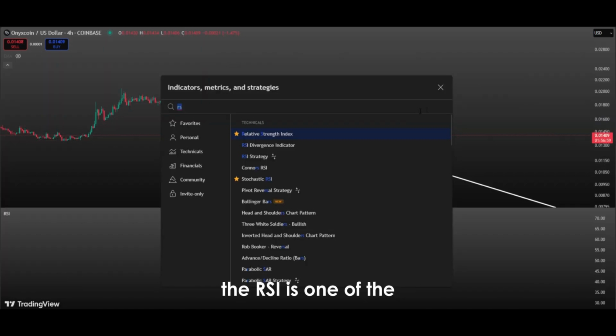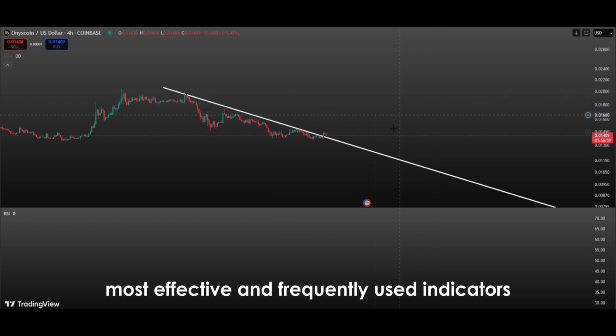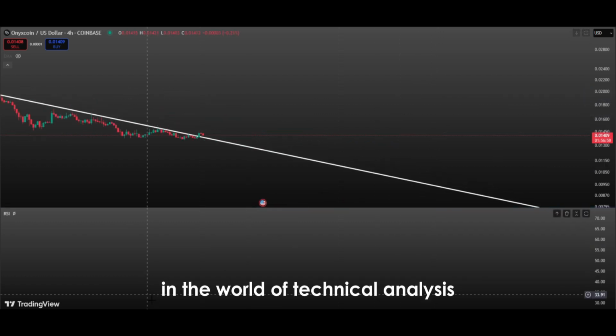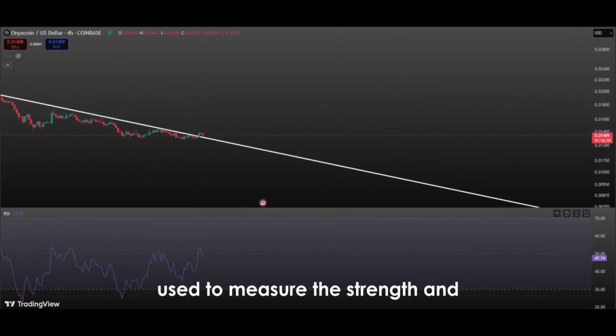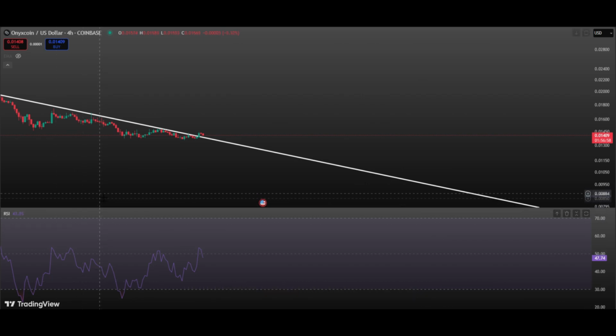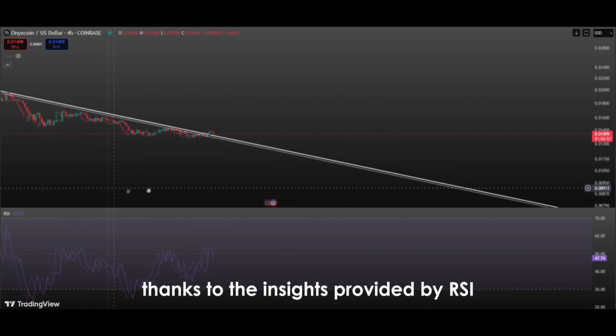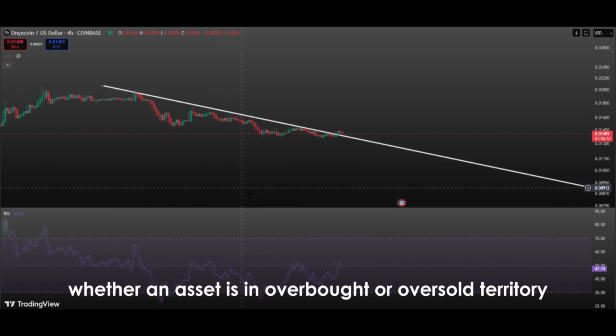Stay tuned. The Relative Strength Index, RSI, is one of the most effective and frequently used indicators in the world of technical analysis, used to measure the strength and speed of price movements. Thanks to the insights provided by RSI, we can analyze whether an asset is in overbought or oversold territory.